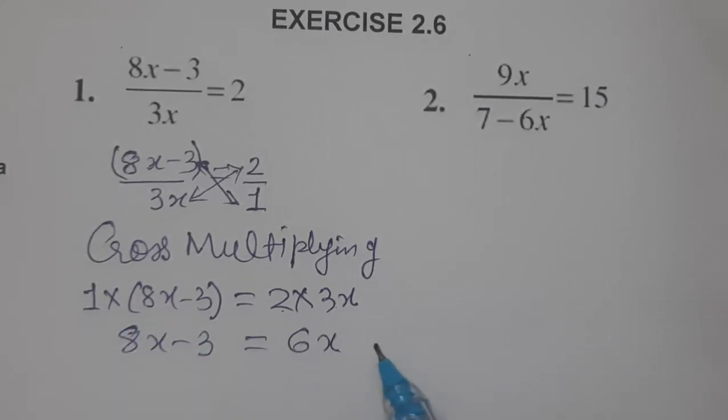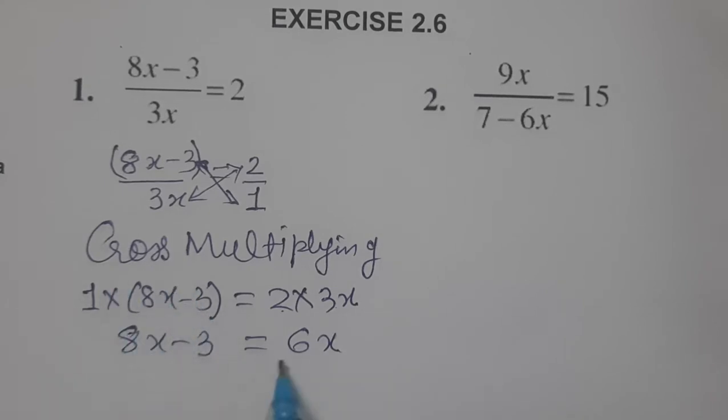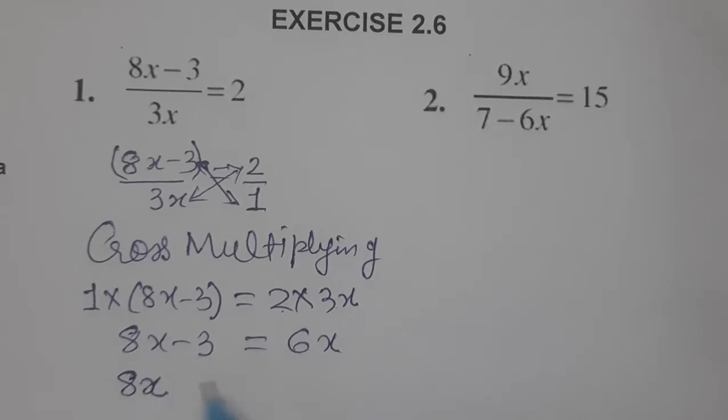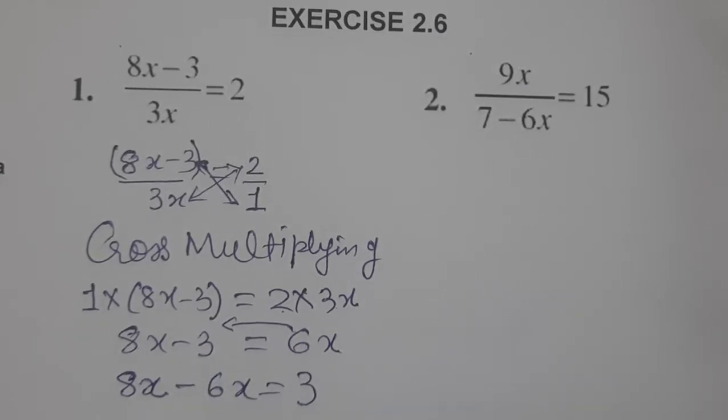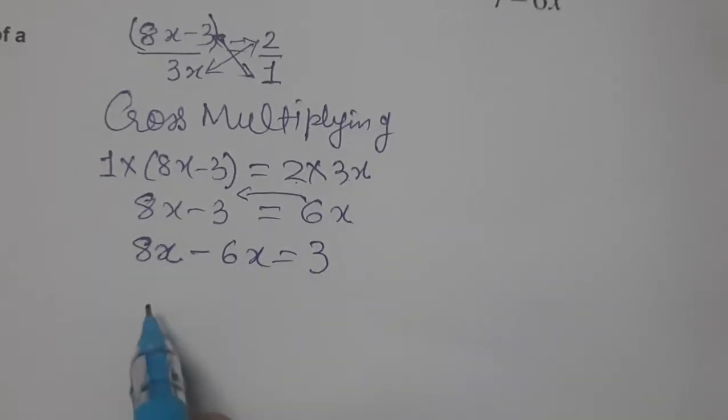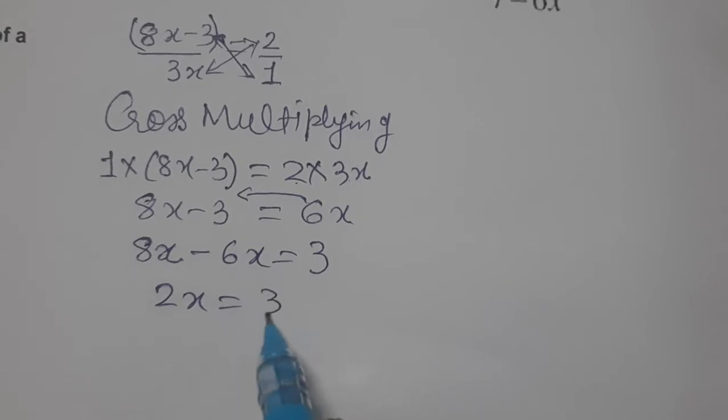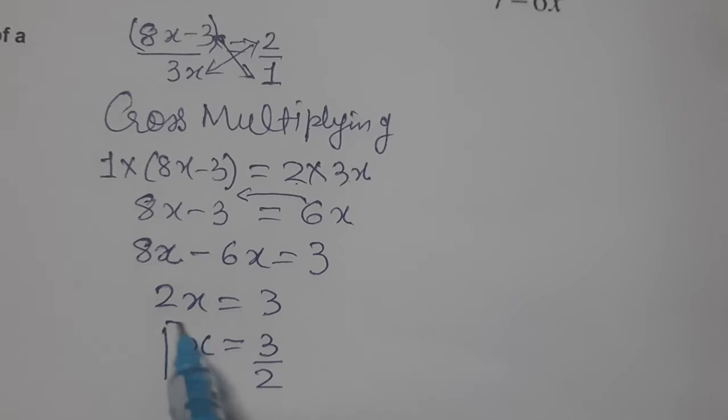So see children how we have reduced it to linear form. This is linear form. Now what do we have to do? We have to bring the variable to one side, so the sign will change and minus 3 will go there and become plus 3. 8 minus 6, 2x equals 3. It implies x equals 3 by 2. So see children how easily we have converted it and how easily we are getting solutions.